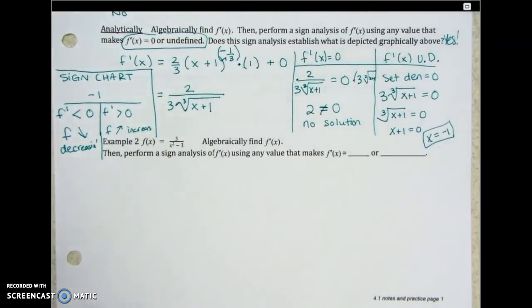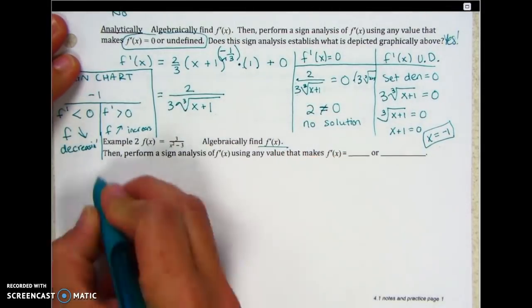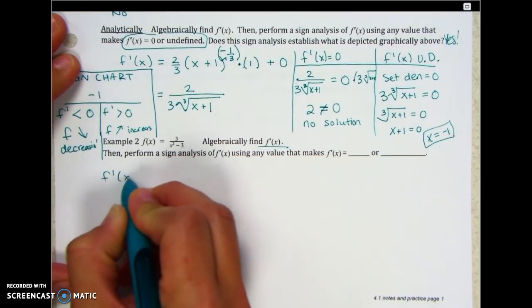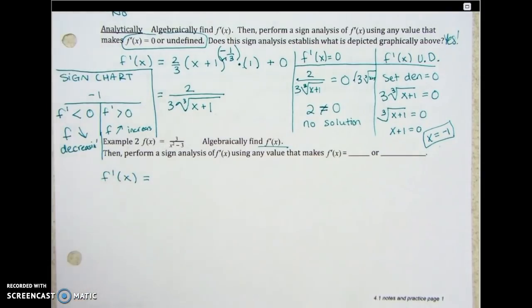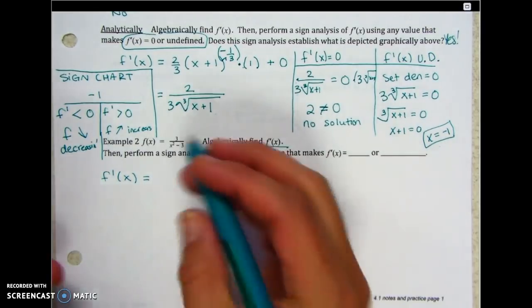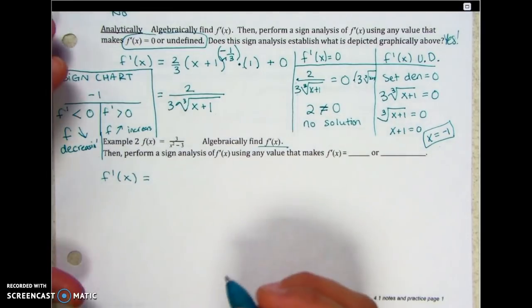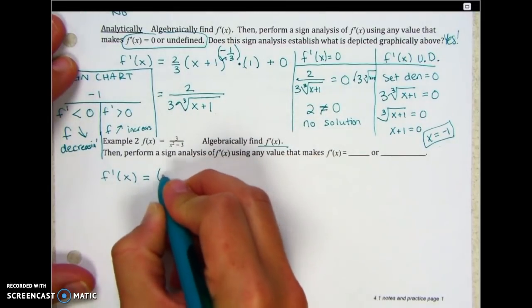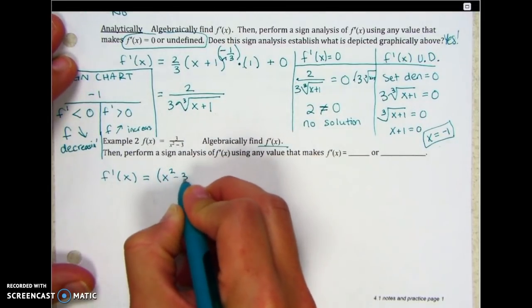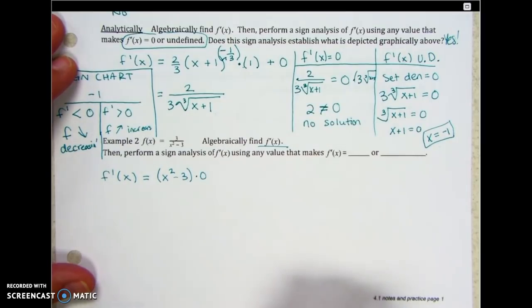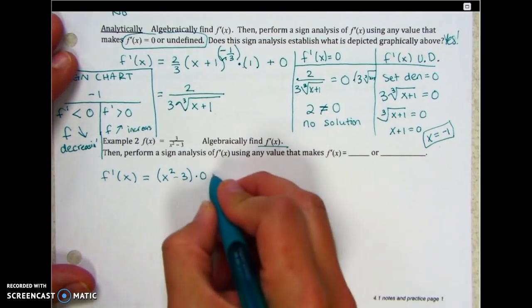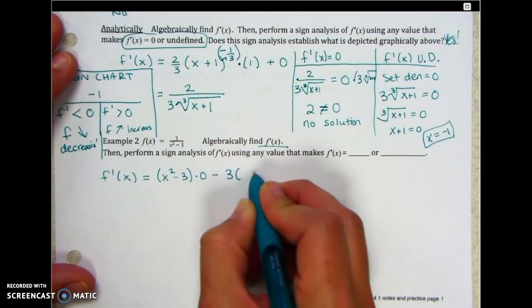All right, let's do another example. Ready? Get set. Algebraically find the derivative. We can do that. Ready for your quotient rule? Low D high minus high D low. We like the numerator because the derivative of 3 is 0. Low D high minus high.